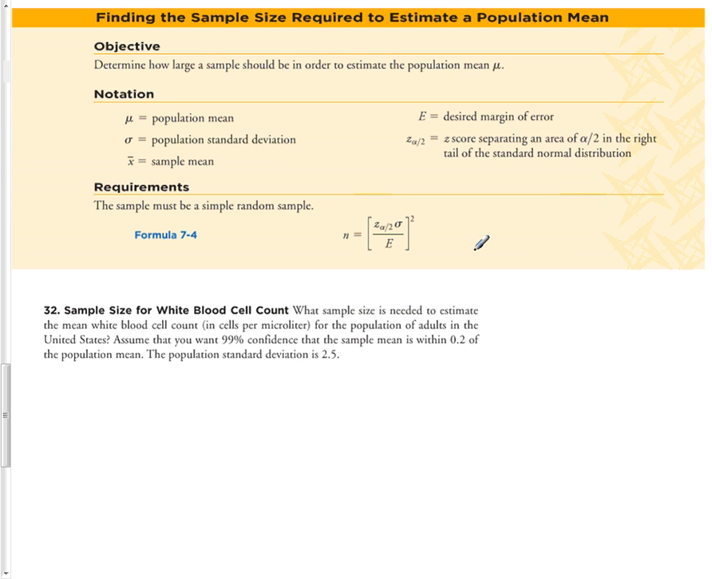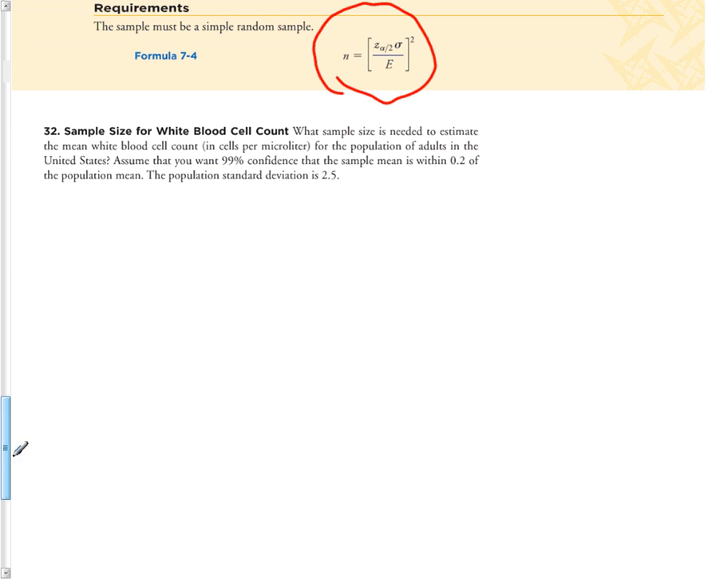So the objective here is to determine how large a sample should be in order to estimate the population mean. Before, we looked at how large a sample should be to estimate the population proportion, P. Now, the notations are all the same here. And here's the formula that we're going to use in order to find n. That is the most important thing, the formula for finding n. So let's take a look at number 32.